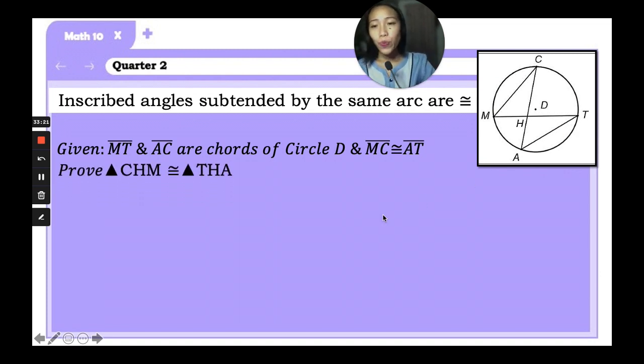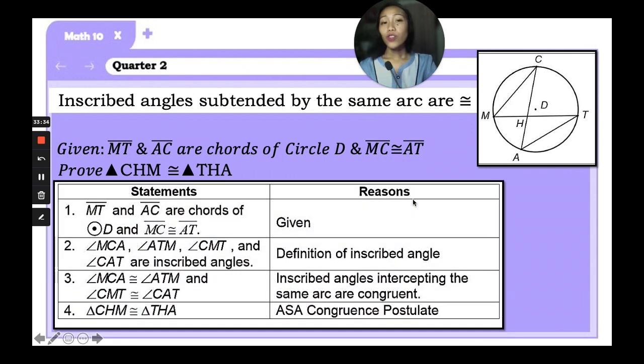What we need to prove is that triangle CHM is congruent to triangle THA. What we need is the two-column proof: the statements for the first column and the reasons for the second column. So we have here segments MT and AC are chords of circle B, with MC congruent to our segment AP. That is given.